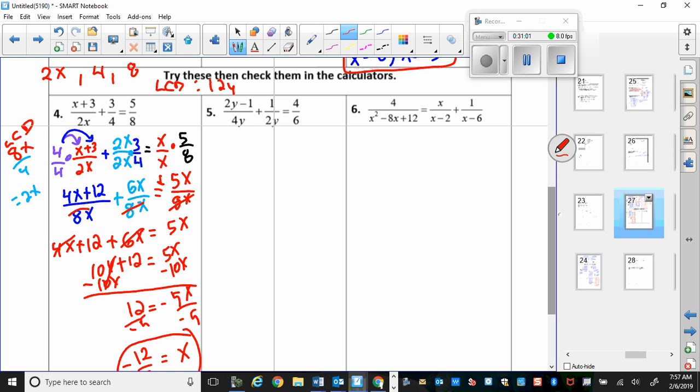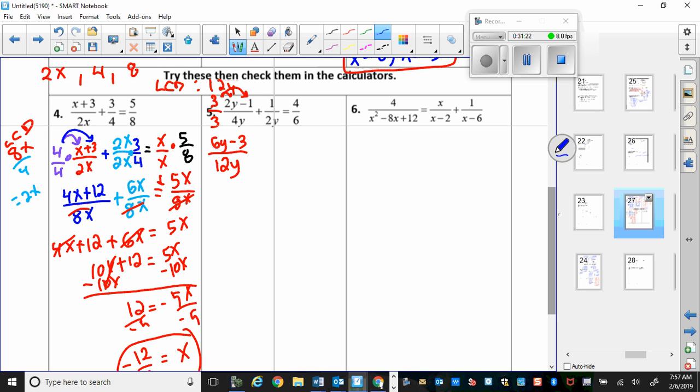So to figure out what I need to do, I'm going to multiply 3 over 3 to produce 12y here in the first one. So that gives me 3 times 2 is 6y's. 3 times negative 1 is negative 3 over 12y.